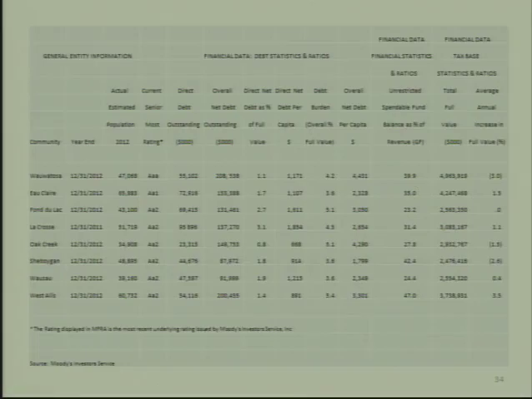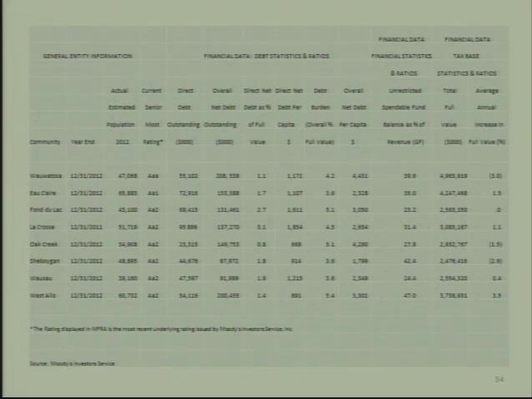This last slide is pretty telling. You can't see it up there because it's pretty small, but you've got copies of it. We just took a sample of cities close to our size and looked at their ratings from a AA, which is Wauwatosa, an A1, which is Eau Claire, and then a bunch of A2s, which are Fond du Lac, La Crosse, Oak Creek, Sheboygan, Wausau, and West Allis.